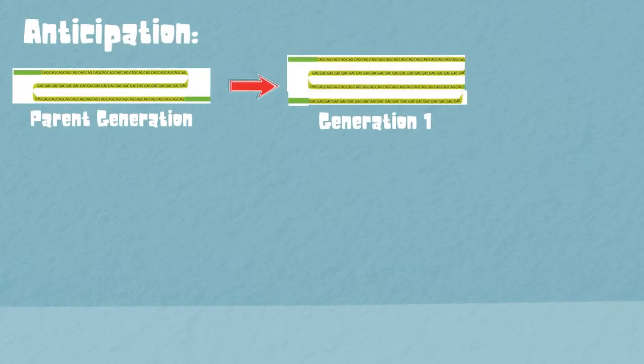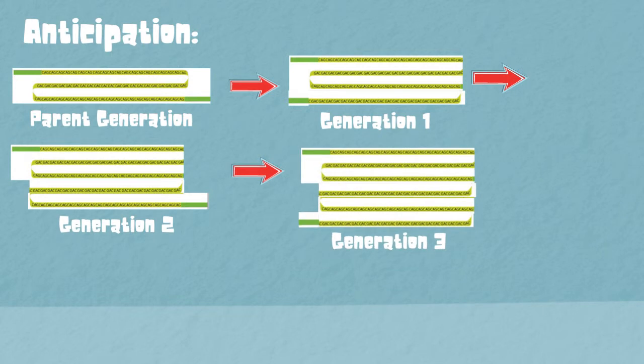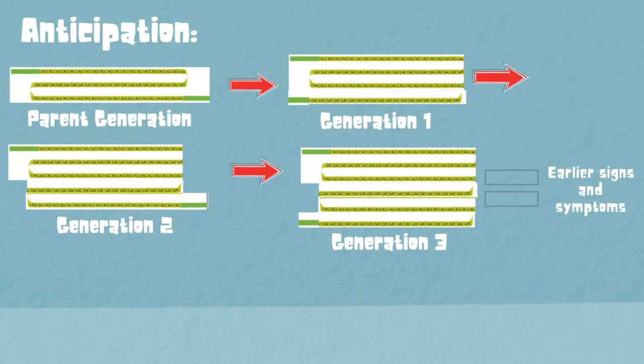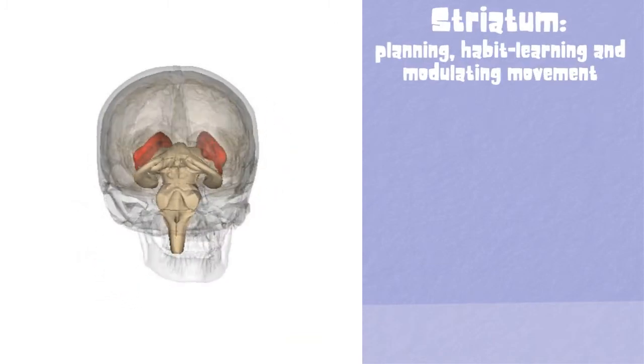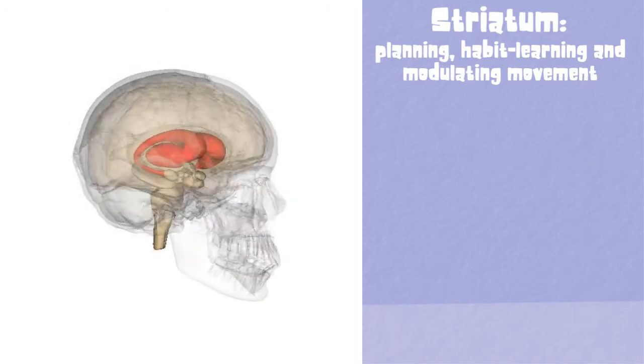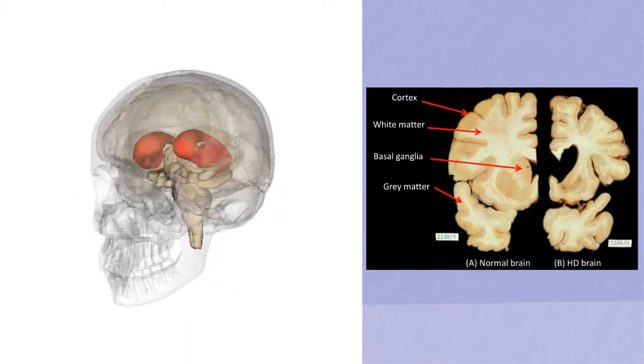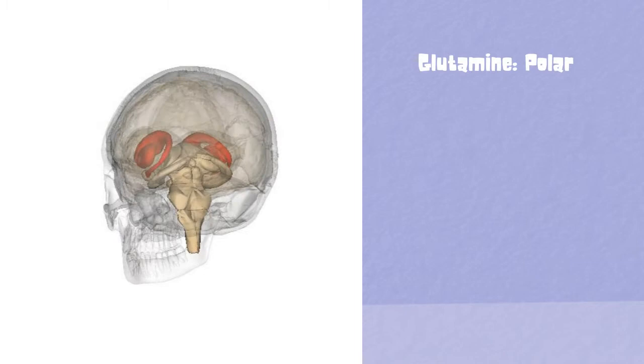As the altered gene is passed from one generation to the next, the gene undergoes anticipation. The size of the repeat increases, resulting in people showing earlier signs and symptoms. The mutated protein targets the striatum, part of the basal ganglia. It serves roles in planning, habit learning, and modulating movement. Eventually, other areas of the brain are attacked, with no brain structure completely spared.